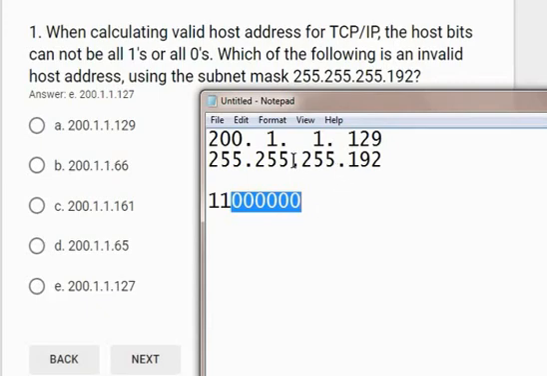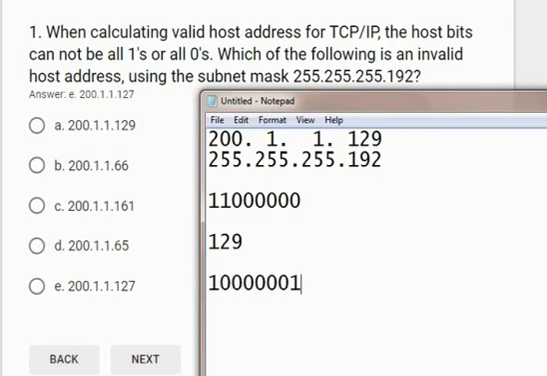So if we then take the IP address and look at that last octet, I'm just using the last octet alone, right? So now we're going to be looking at the 129, and then convert that to binary, so it is 1 for 128, and then 1 2 3 4 5 6 zeros and a 1. So that's what would give us the 129.